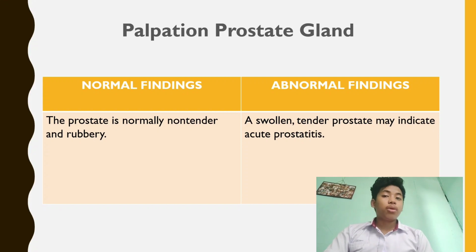For the abnormal findings, a swollen tender prostate may indicate acute prostatitis. An enlarged, smooth, firm, slightly elastic prostate that may not have a median sulcus suggests benign prostatic hypertrophy. A hard area on the prostate or hard, fixed, irregular nodules on the prostate suggests cancer.